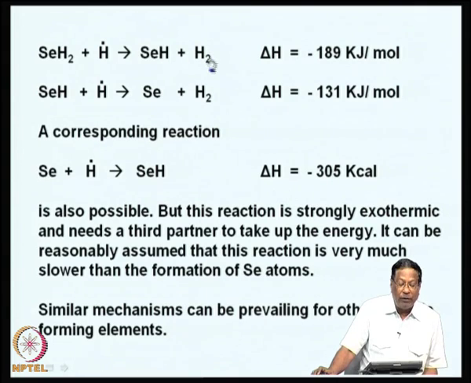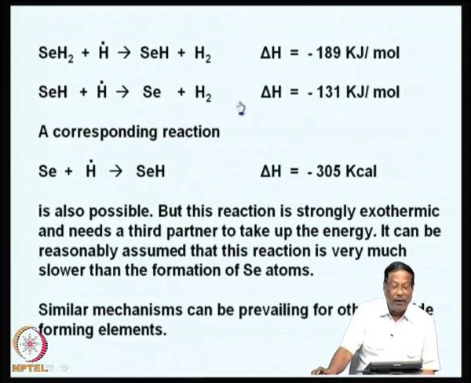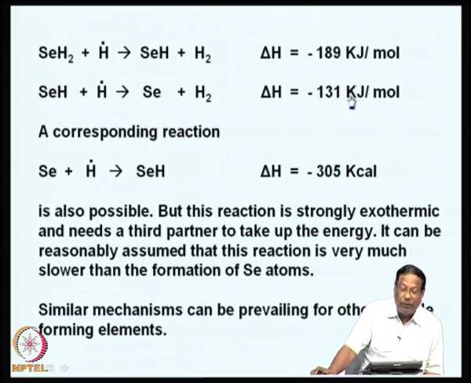Again, hydrogen molecule is produced during the decomposition, and the enthalpy of this reaction is minus 189 kilojoules per mole. That means it is a highly exothermic reaction. Similarly, this SeH, selenium hydride, can react with one more free radical of hydrogen, giving you selenium and hydrogen. So, for this reaction delta H is minus 131 kilojoules per mole.